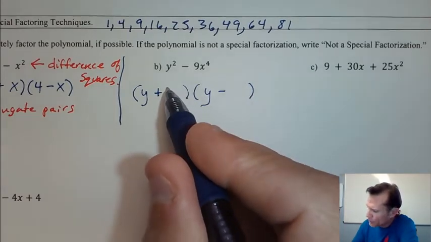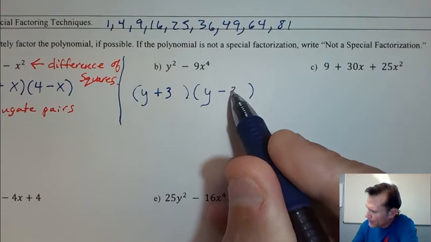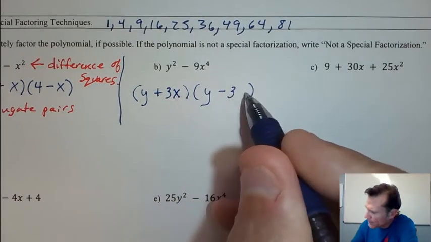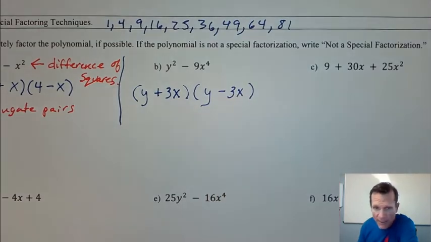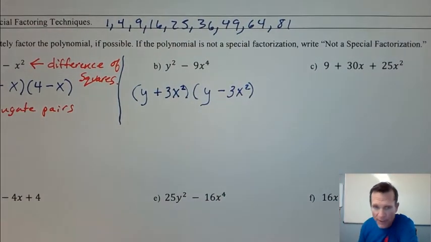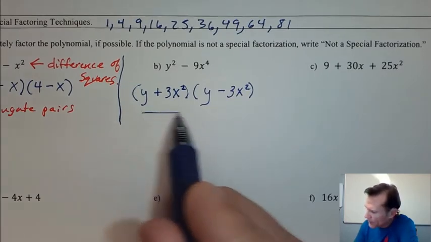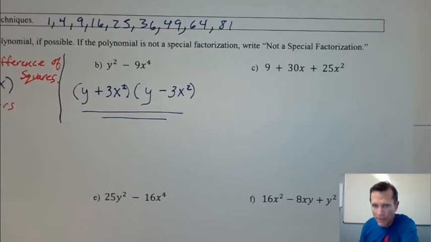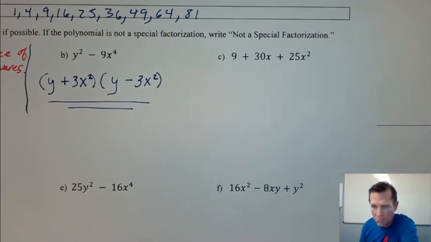And then I'm going to use the 3 to get the 9. And then I have x, but it's not just x, it's x squared, okay? You have to have that x squared in there. And so what we see here again are conjugate pairs. Okay? So this is why it's falling into this special factoring category. Okay? Now this one, C, doesn't look like conjugate pairs.